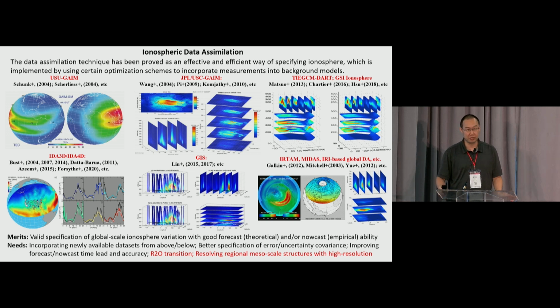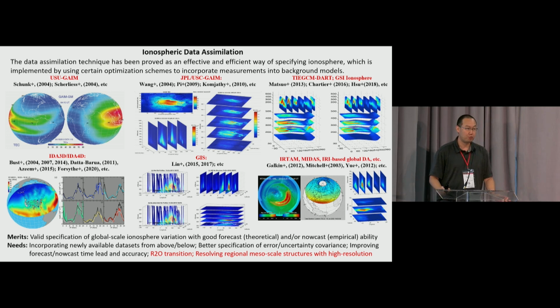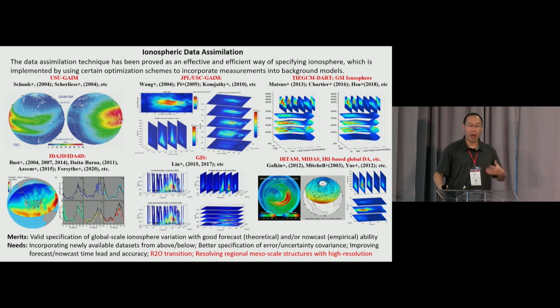However, we still have some needs. Among all those needs, I would like to point out the R2O, research to operational, needs. We need to provide operational space weather forecasts and nowcasts. Another thing is that most of the data assimilation products have been built to run on a global scale, so they may not always have optimal performance in representing regional structures. So we also need to provide regional high-resolution, high-fidelity mesoscale structures by using data assimilation techniques.